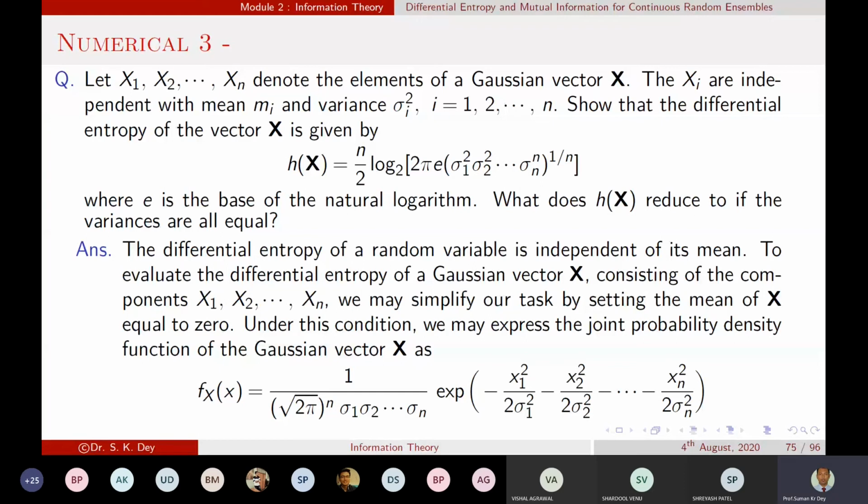Yes or no? Do you remember that Gaussian expression? Okay. So now in this expression we have the probability density function, and now we have to find the differential entropy from there.